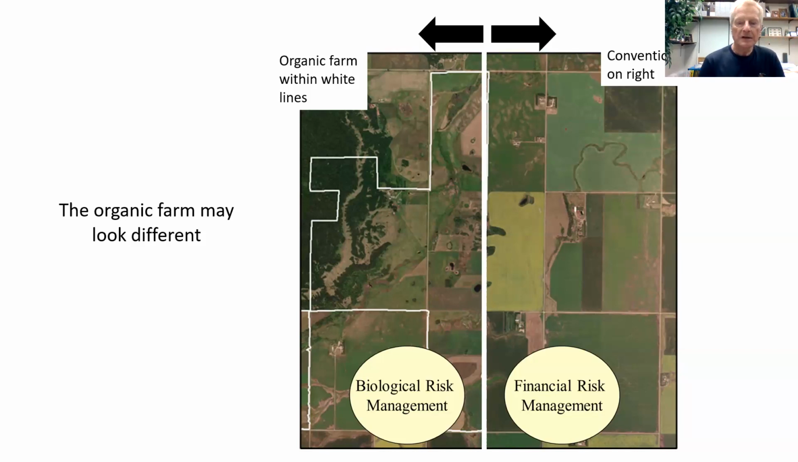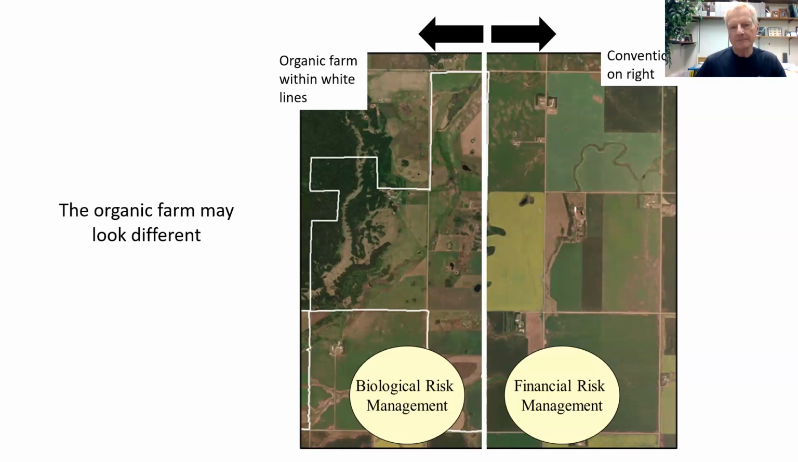And the organic farm might also rely on things like crop insurance, which is a financial risk management tool, but it relies very heavily on managing risk biologically. And I call that biological risk management. And by having these rotations that are better, we are introducing biology into the rotation, which allows us to manage risk just by virtue of having a better system.